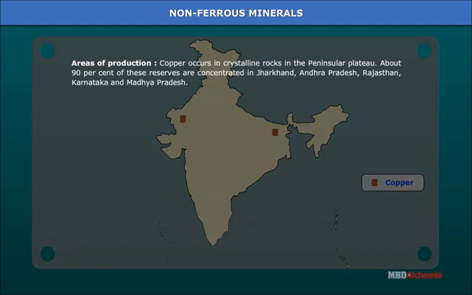Areas of production. Chota Nagpur Plateau. About 90% of these reserves are concentrated in Jharkhand, Andhra Pradesh, Rajasthan, Karnataka and Madhya Pradesh. Madhya Pradesh: Balaghat. Jharkhand: Singhbhum district, Mosabani, Rakha, Dhobani mines. Rajasthan: Jhunjhunu, Khetri mines and Kho-Dariba in Alwar. Other areas: Khammam, Andhra, Hassan and Chitradurga, Karnataka, Sikkim, Kullu, Himachal Pradesh.